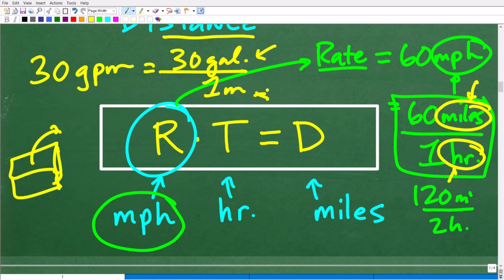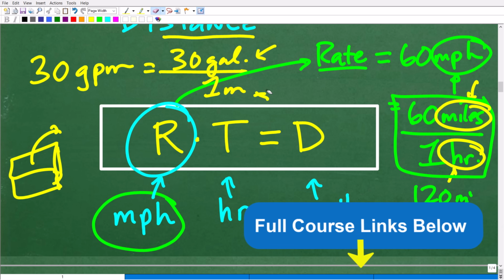Now, this is not to be confused with something called a ratio. And when you study rates and ratios, you also study proportions. So this is a big topic, and if you want to know more about it, check out my algebra courses. You can find links to those in the description below.